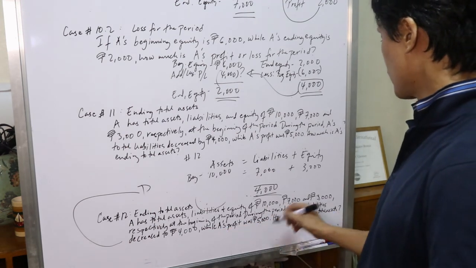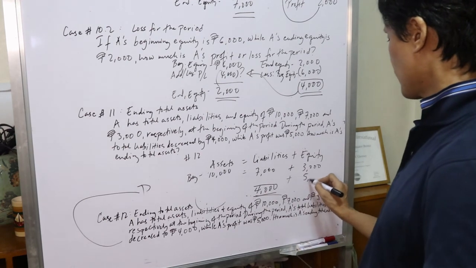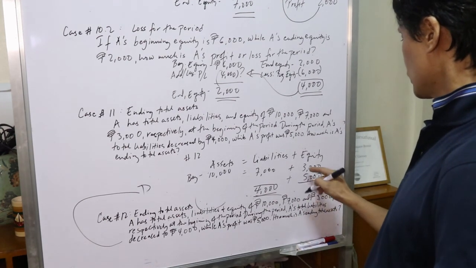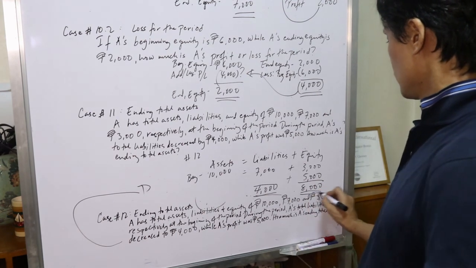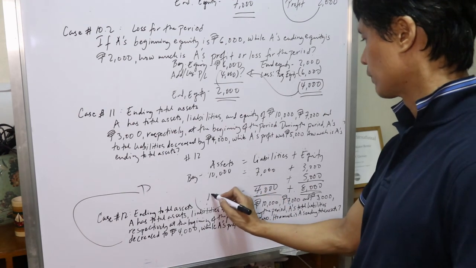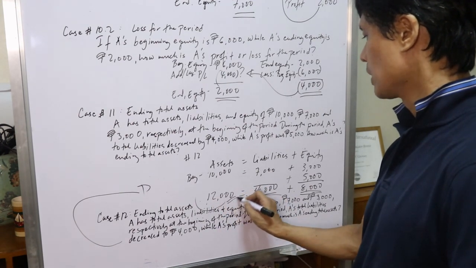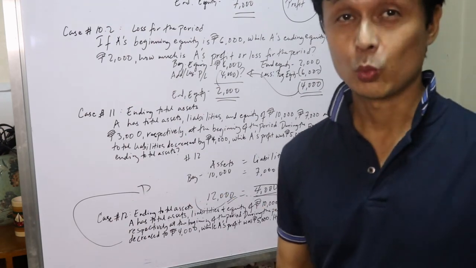While A has a profit of 5,000. So ito plus 5,000. So this one, so 3 plus 5 would give you 8,000. So 8 plus 4 would give you 12,000. So the total assets would be 12,000. So that's the answer for case number 12.